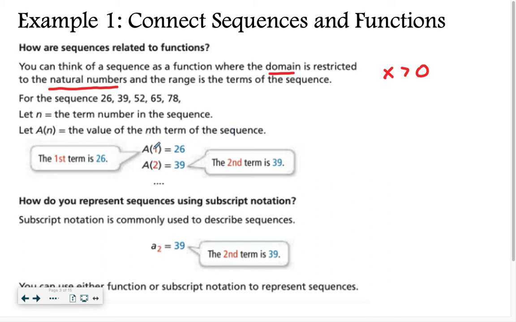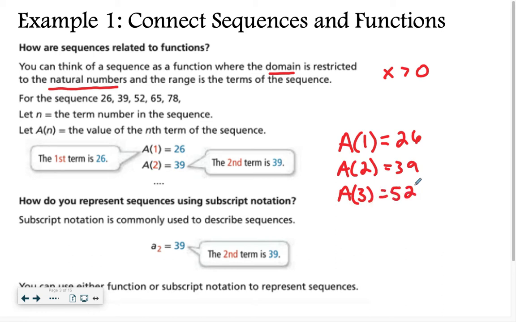But if I'm talking about the first term, I'm going to write a capital A to represent arithmetic. Then you do parentheses, just like our function notation where we practice plugging numbers in. We're plugging 1 in to represent that we're talking about the first term in the sequence, the first number in that list of numbers. So our first term is 26. Our second term is 39. Our third term is 52. So this is how you would write that. And you can keep going on and on and on.